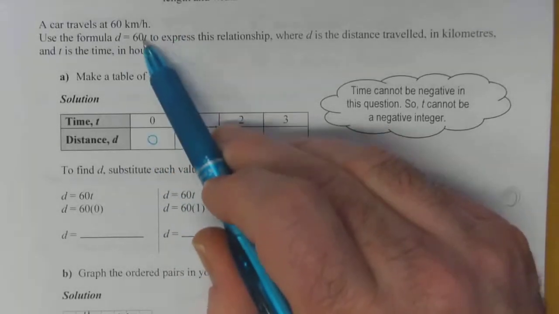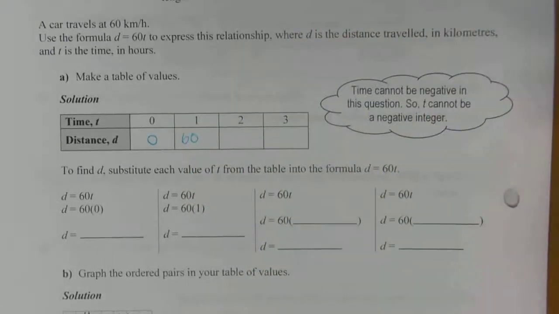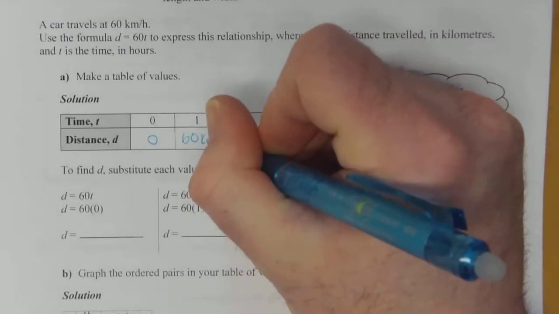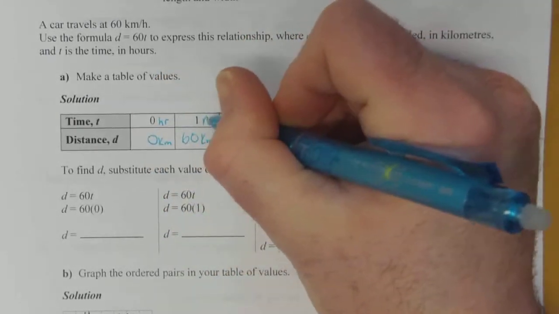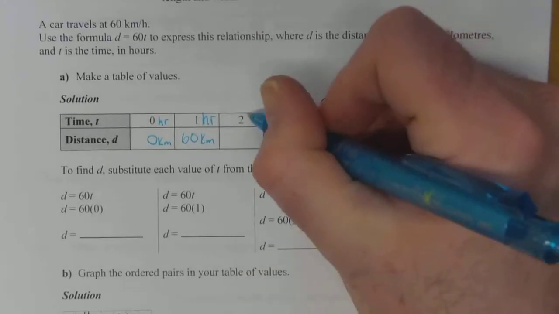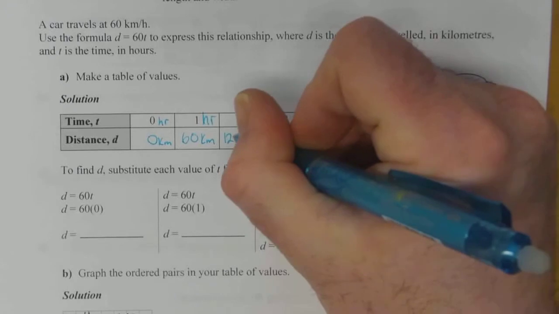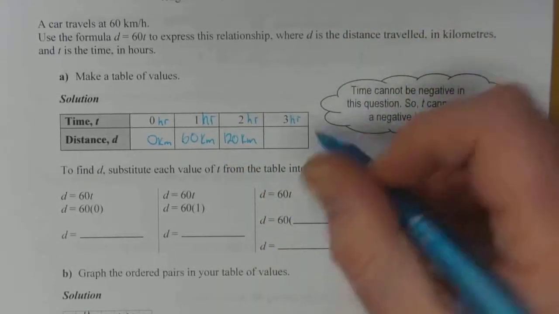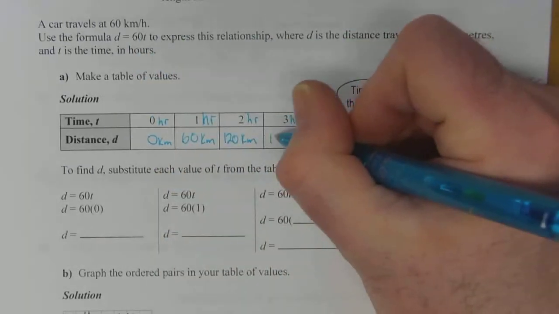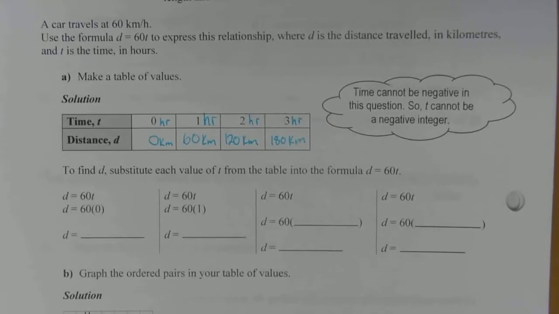So if T is 1, 1 times 60 gives us 60. And in this case, that's kilometers. And these are hours up above. So at 2 hours, 2 times 60 will give us 120 kilometers. And then at 3 hours, 3 times 60 becomes 180 kilometers. So those are the numbers that we'll put into that table.